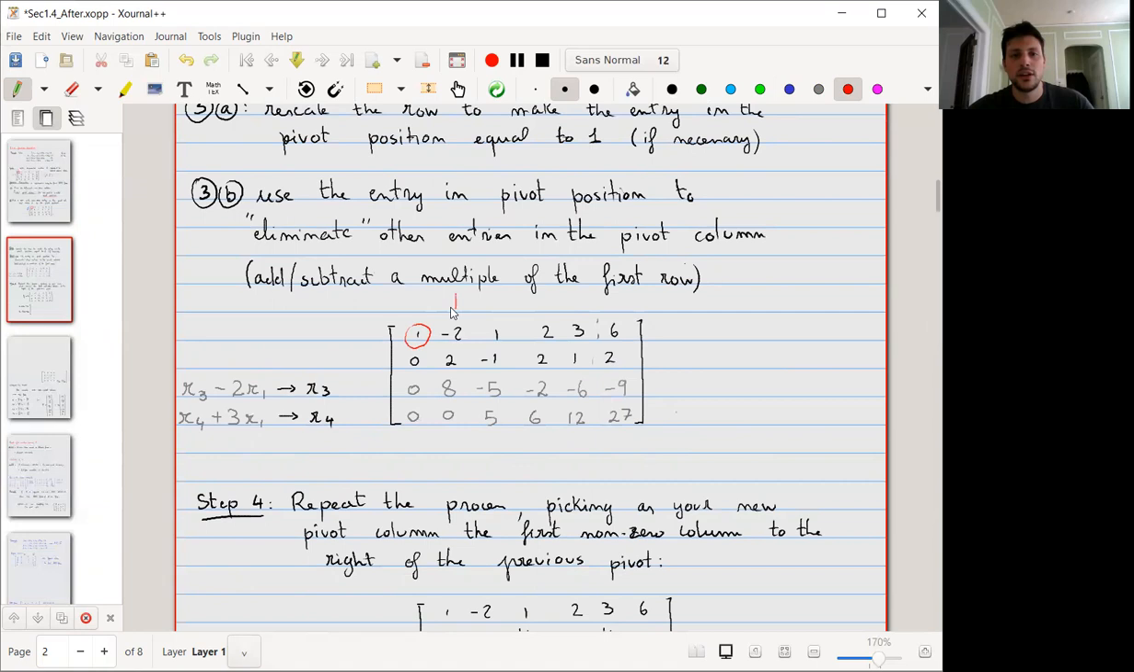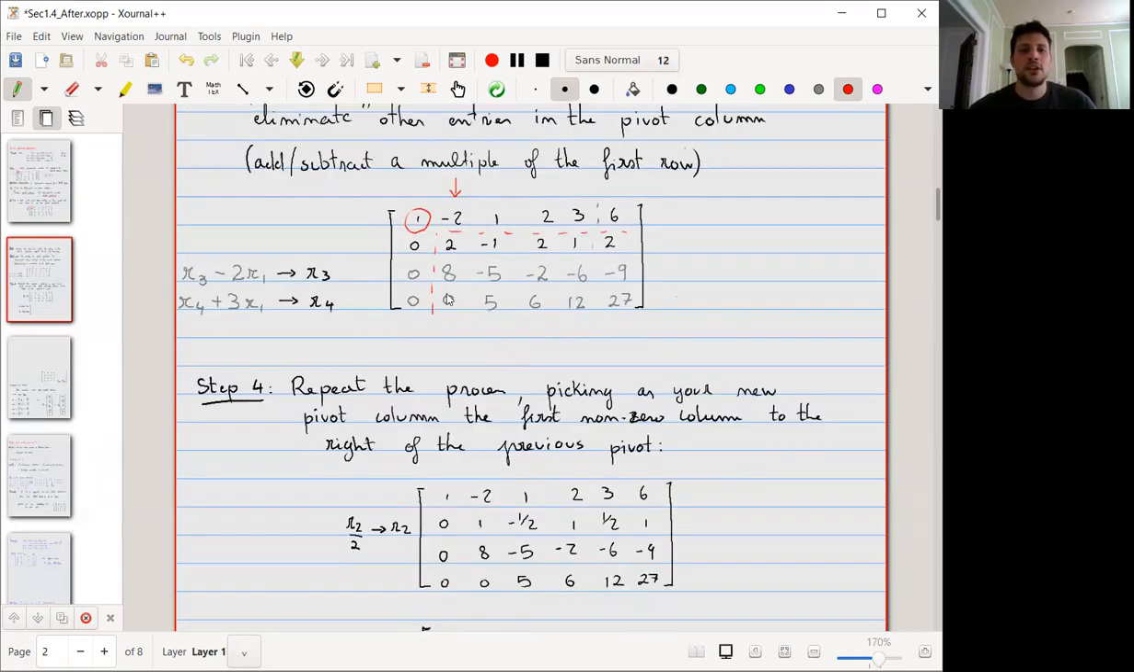In our case, the second column will be the new one, and the new pivot position will be the top position under the previous pivot. In other words, the new pivot position will be this number 2. Let's repeat the process with that.